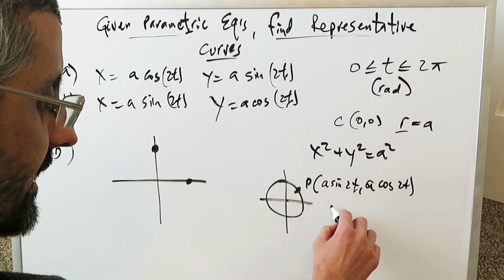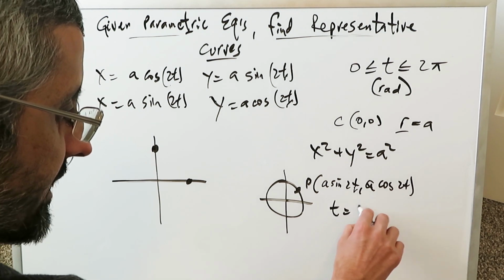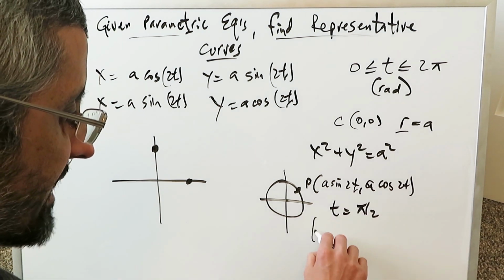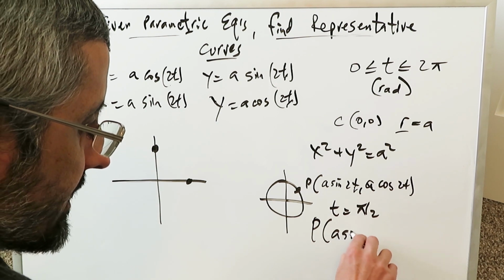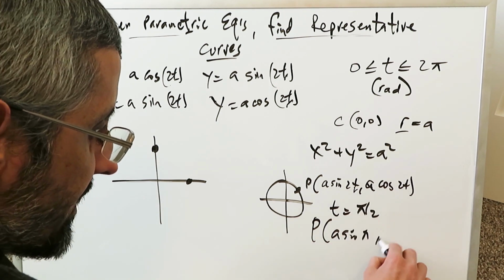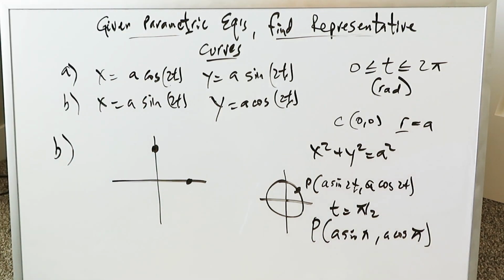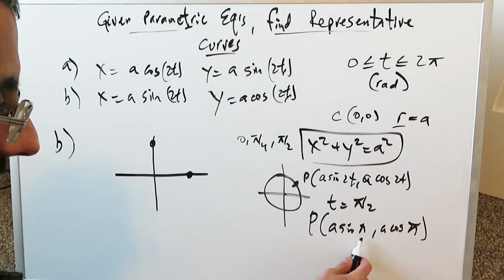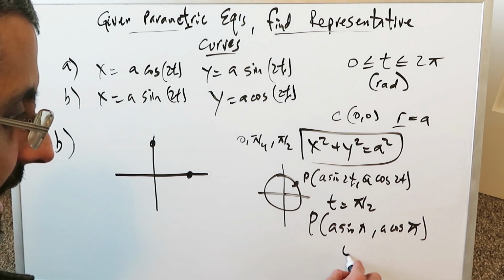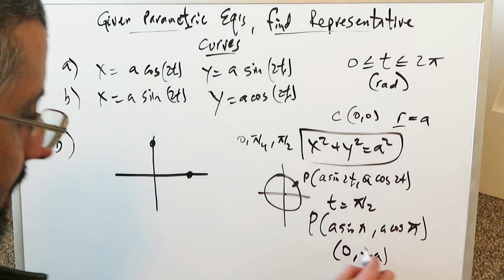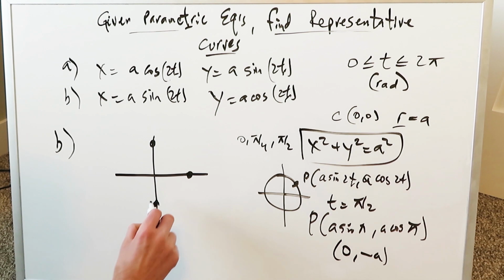If you pick another point and let that t value be pi over 2, then we're doing A sine of pi, since pi over 2 times 2 is pi, and then A cosine of pi. When you do this, what do you end up getting? Solve this part out: A sine of pi, A cosine of pi. You'll have 0 comma minus A, and that will bring you a point right over here.